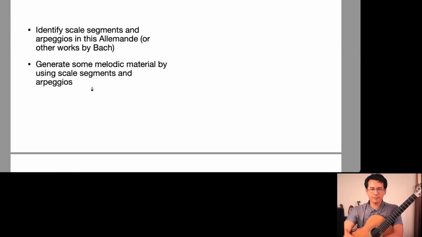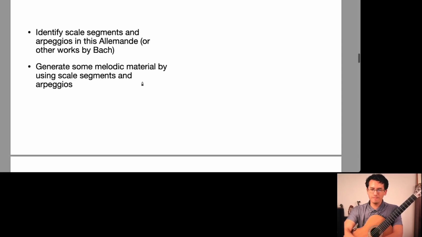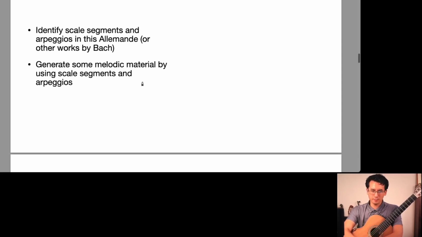So if you want to go in depth, identify the scale segments and arpeggios in this Allemande. You can do it with other works by Bach. You'll see he uses that a lot. And you can generate, improvise, compose some melodic material just by using scale segments and arpeggios. And I would encourage you to do that in just a flowing semiquaver rhythm and using an upbeat.